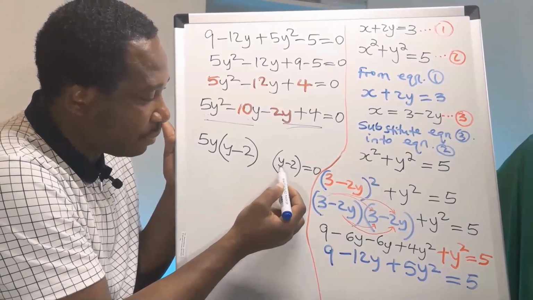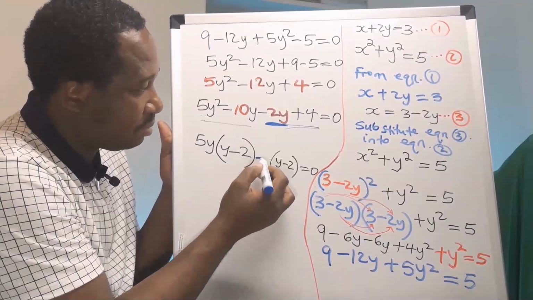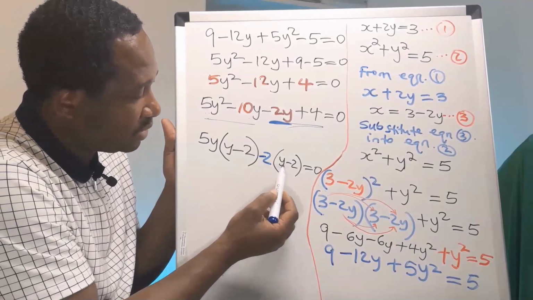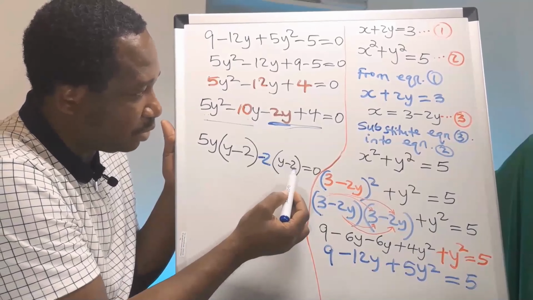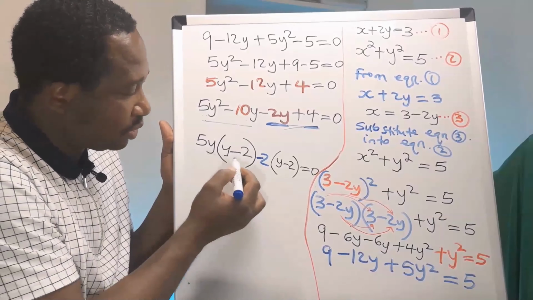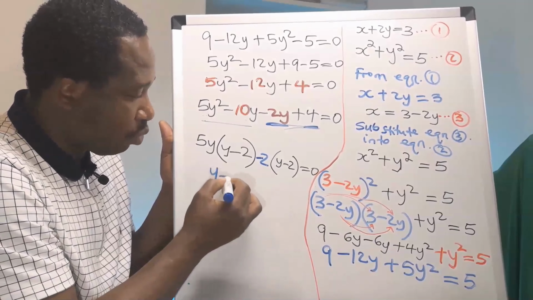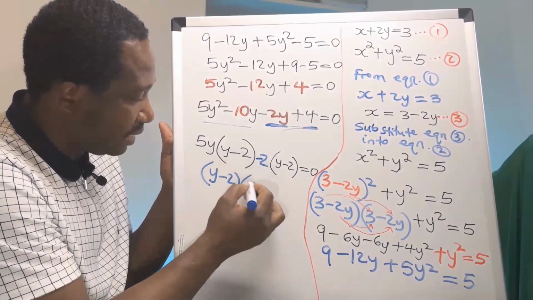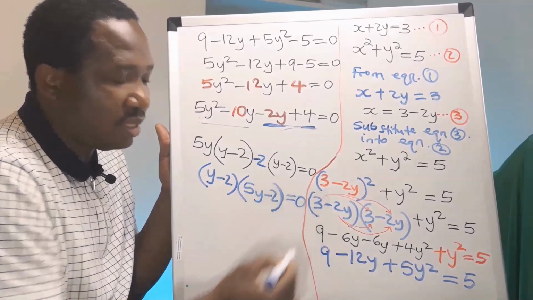Next, what will I put here so that if I multiply it with this y, I will get the third term? It is minus 2. Minus 2 times y will give you minus 2y, and minus 2 times minus 2 will give you plus 4. Next, we take one of these brackets because they must be the same. So I will have y minus 2 in bracket, and anything that is outside the bracket, which is 5y minus 2. This is equal to 0.